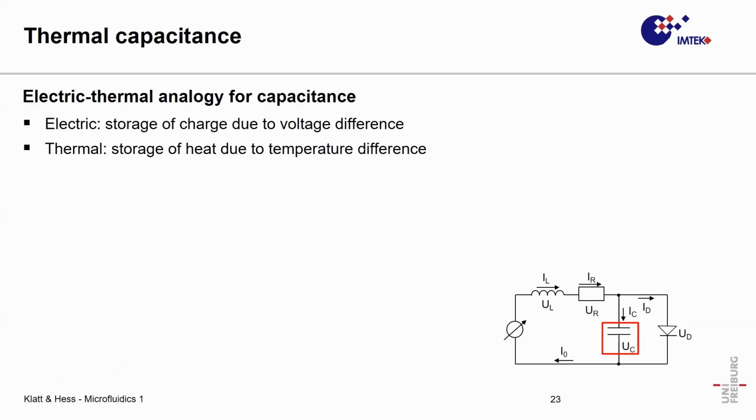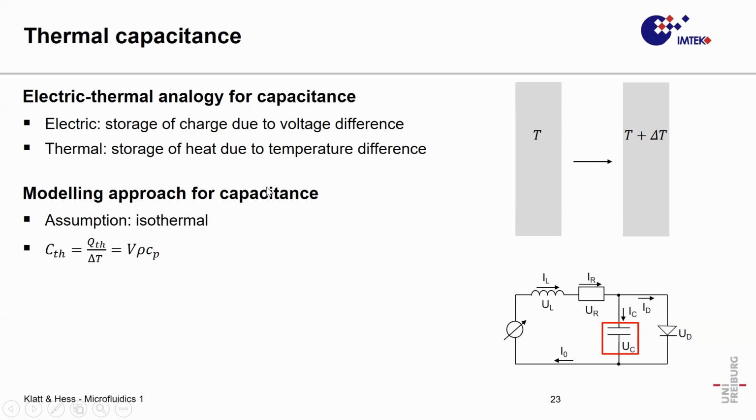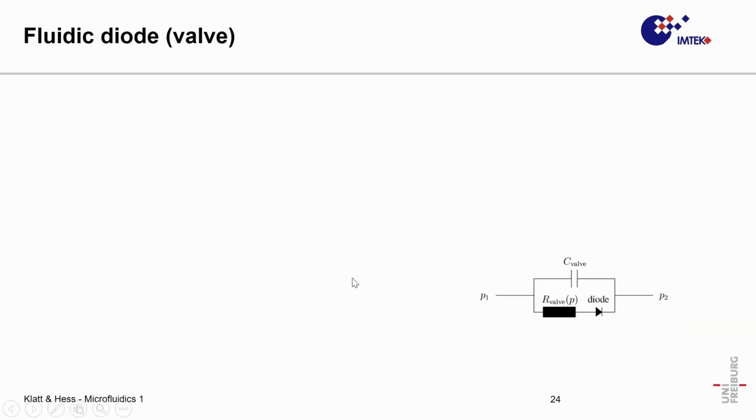There also exists thermal capacitance. And in the thermal world, capacitance means the storage of heat due to temperature difference. This is illustrated on the right-hand side. So you have a conductor, and now you store more heat in this conductor by heating it up. And you can model thermal capacitance for an ideal gas, for example, using this expression. Here you can account for the volume of your gas, the density of your gas, and the heat capacity of your gas.